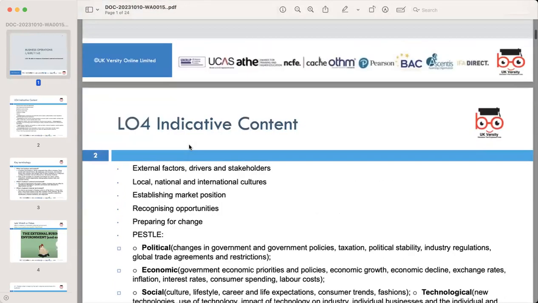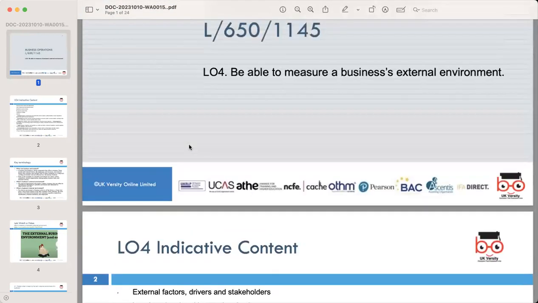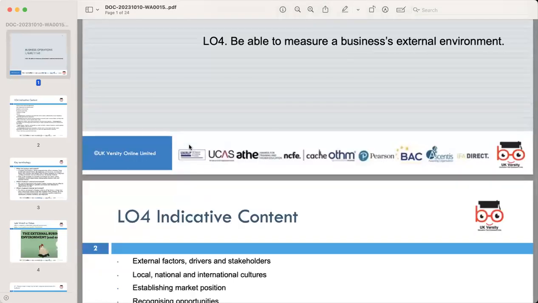So today's lecture is about the business external environment. In this lecture we will explore the concept of the business environment, which encompasses the factors that influence a business, including both internal and external elements. Understanding the business environment is vital for strategic decision making and long-term success.